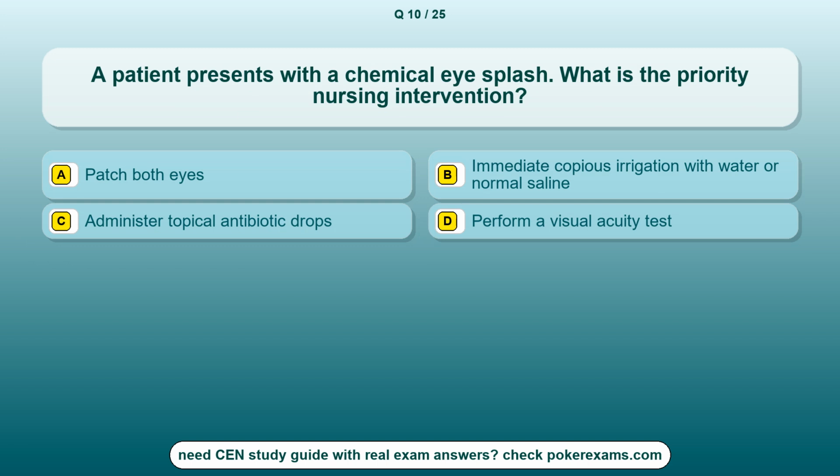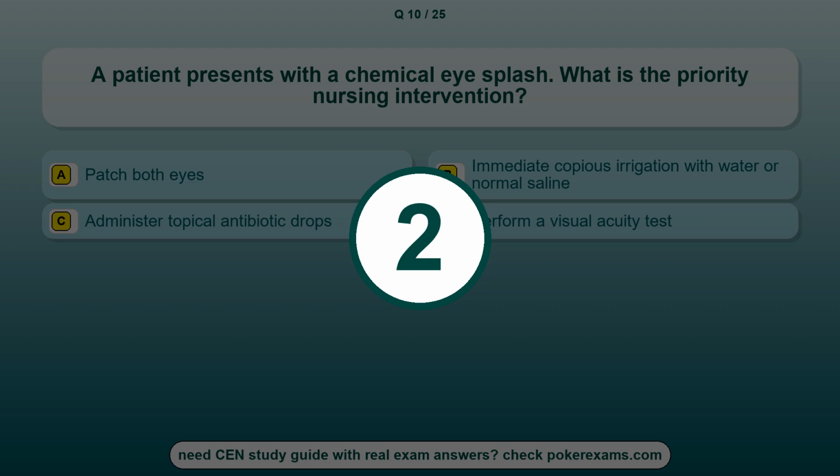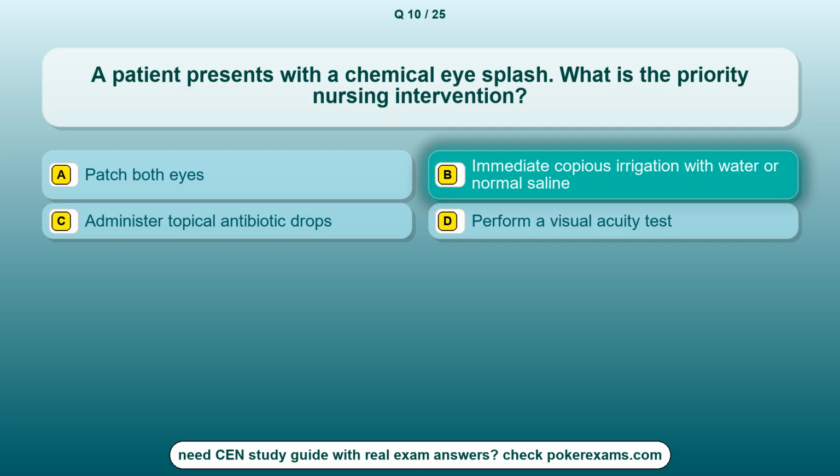Question 10. A patient presents with a chemical eye splash. What is the priority nursing intervention? Option A, patch both eyes. Option B, immediate copious irrigation with water or normal saline. Option C, administer topical antibiotic drops. Option D, perform a visual acuity test. The correct answer is option B, immediate copious irrigation with water or normal saline.